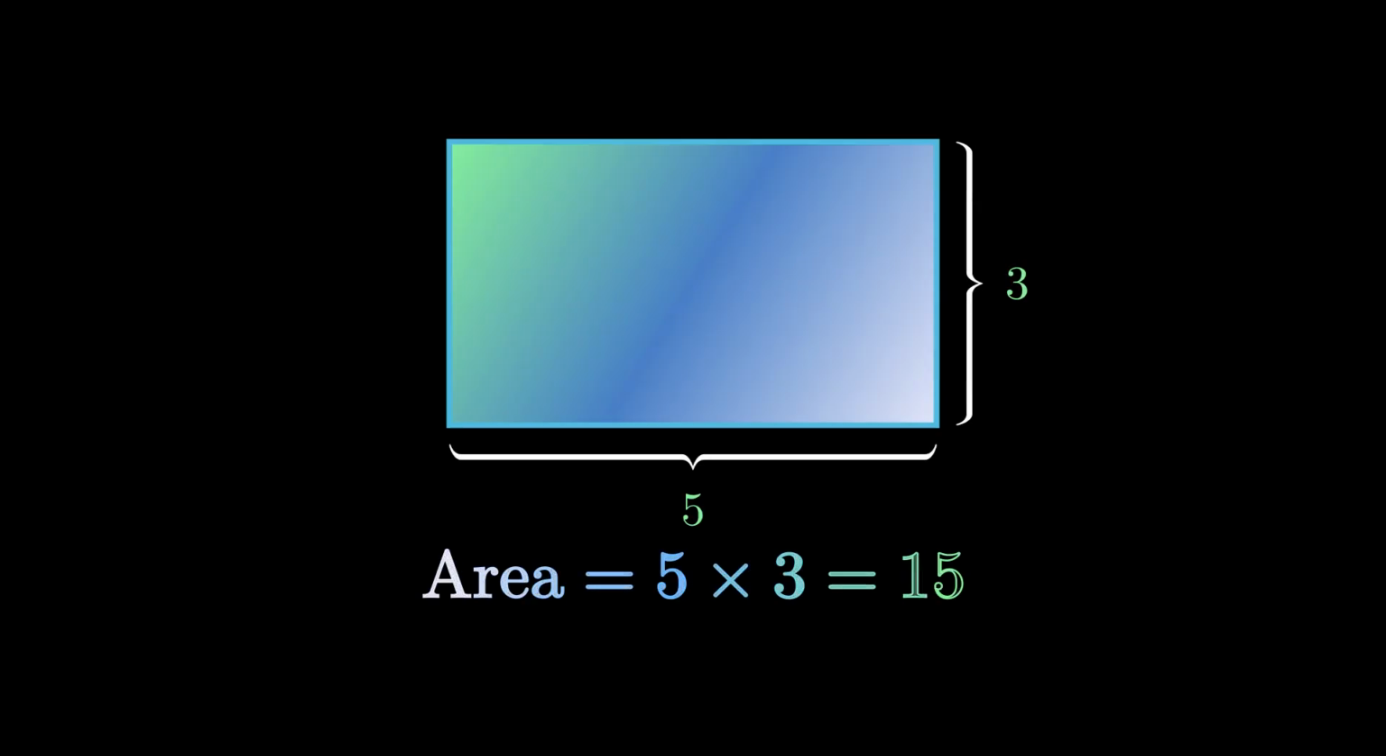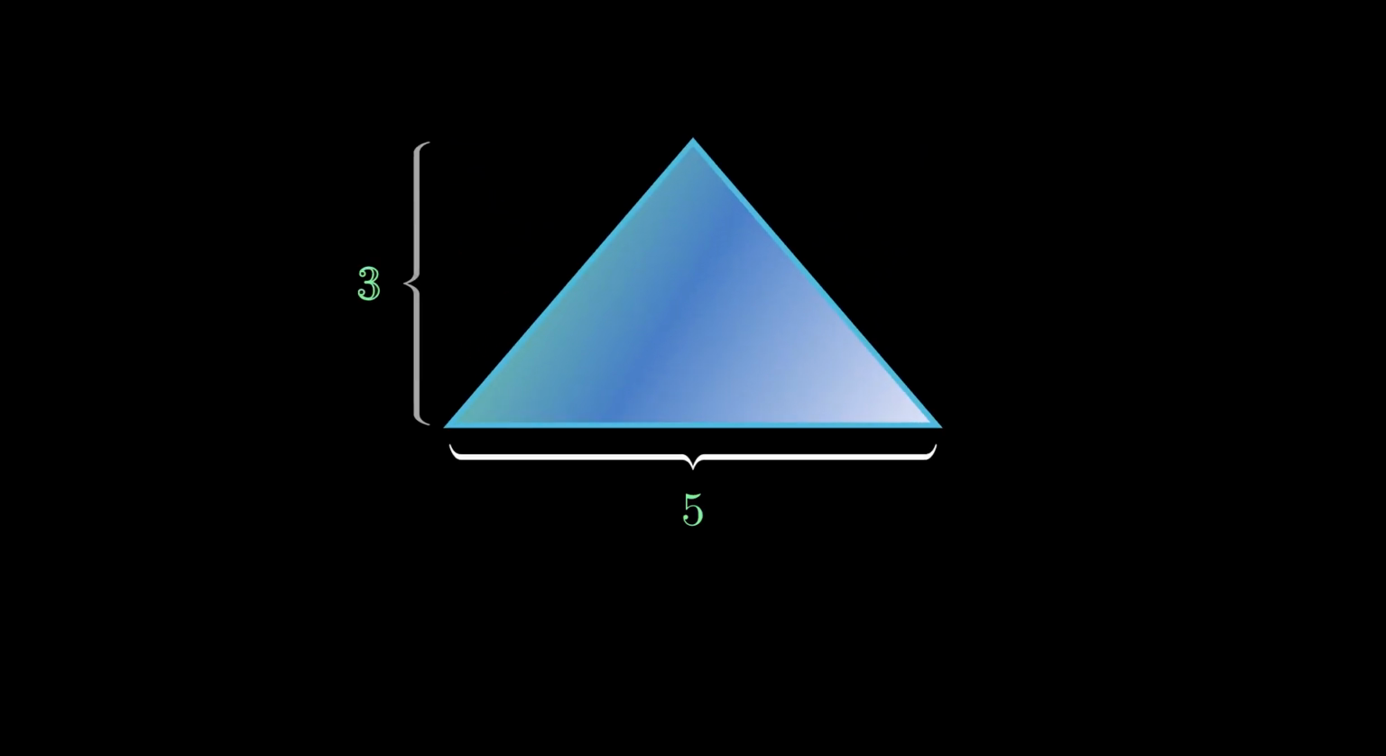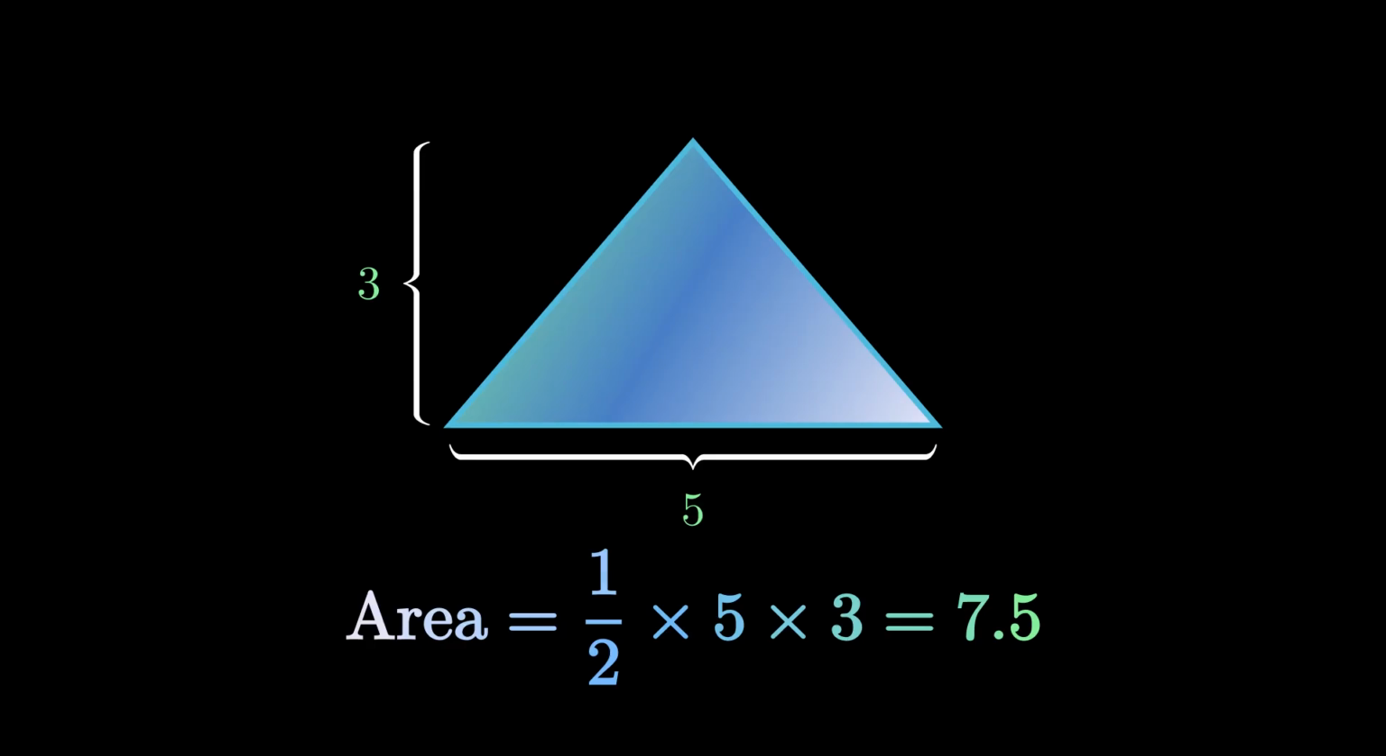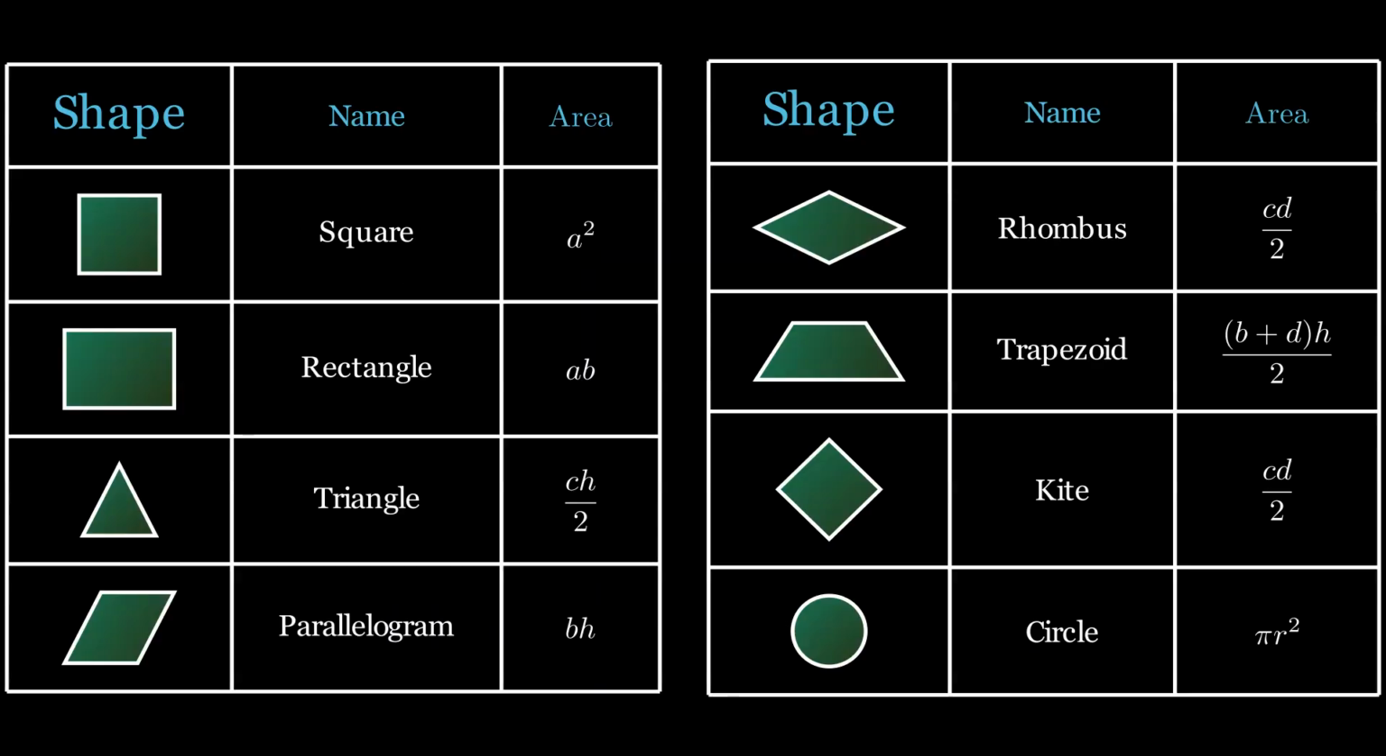Let's begin with something simple. The area of regular shapes. We all know how to find the area of a rectangle. It's just length times width. For a triangle, it's half the base times the height. These formulas work perfectly when the shapes are regular and well-defined.